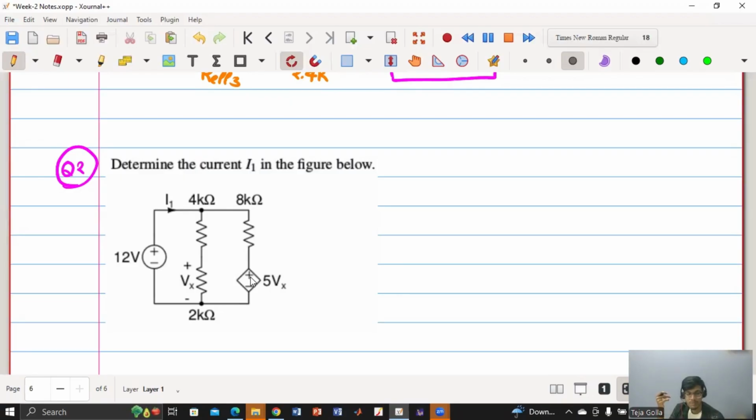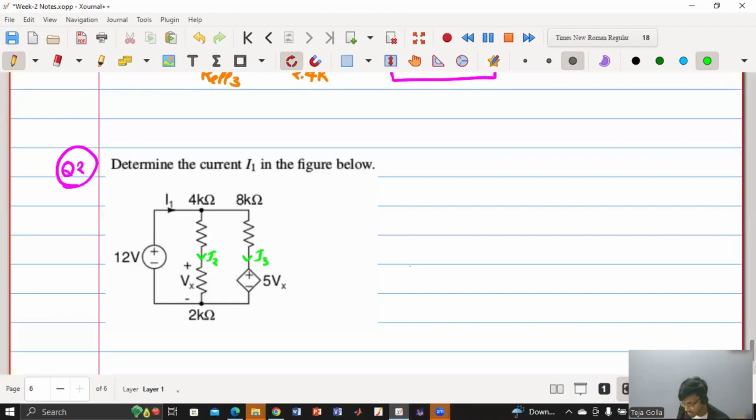Yes. Or else we can solve it in another way, sir. Current passing through 2 kilo ohm and 4 kilo ohm can be given by Vx by 2k. Yes, you are right. Then we can apply KVL at a point. Yeah, you are right. So what he is basically doing is applying KVL.